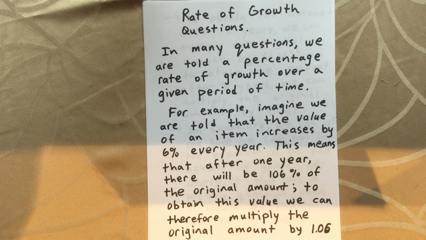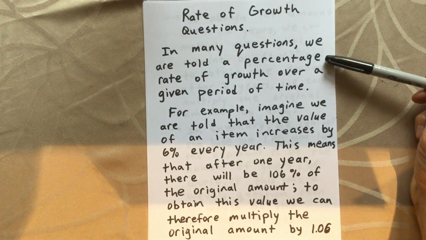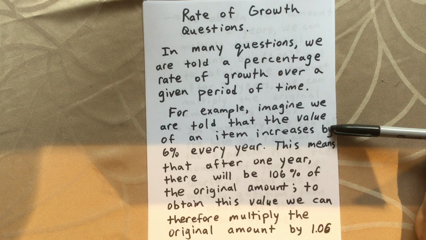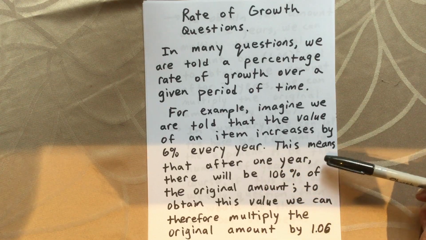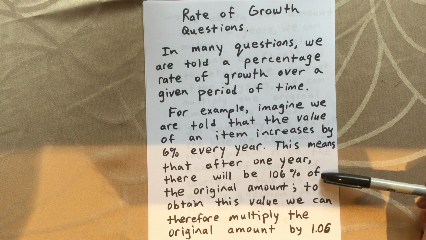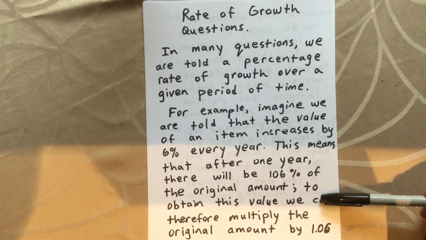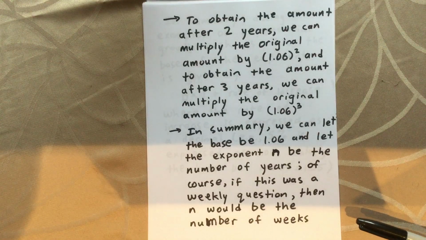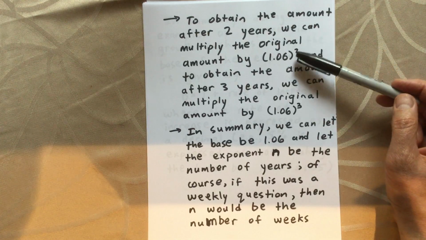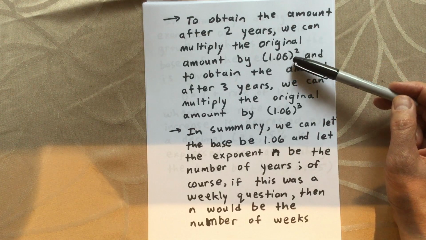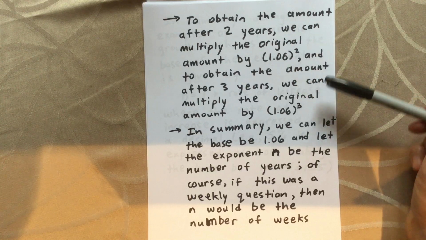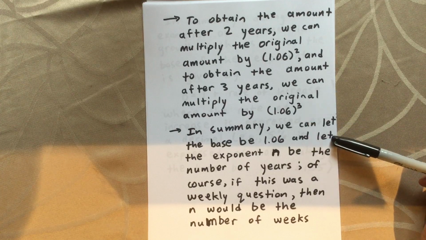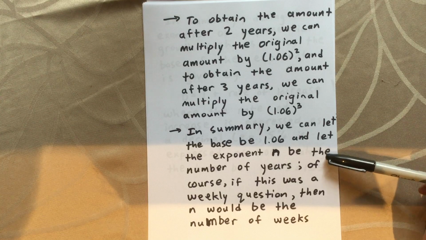Now let's talk about rate of growth questions. In many questions, we're told the percentage rate of growth over a given period of time. For example, imagine we are told that the value of an item increases by 6% every year. This means that after 1 year, there will be 106% of the original amount. To obtain this value, we can therefore multiply the original amount by 1.06. To obtain the amount after 2 years, we can multiply the original amount by 1.06 squared. And to obtain the amount after 3 years, we can multiply the original amount by 1.06 cubed. In summary, we can let the base be 1.06 and let the exponent n be the number of years.